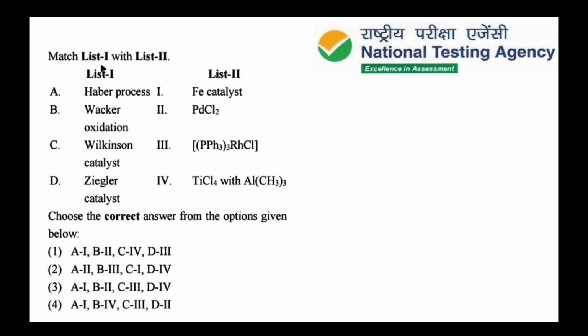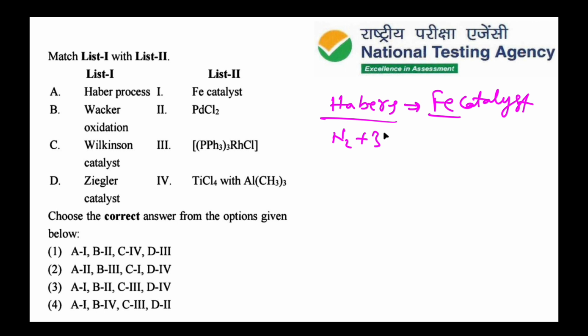Next question is: match list 1 and list 2. List 1 is some processes, list 2 is the catalyst used in those processes. The first one is Haber's process. We know very well that in Haber's process iron is used as catalyst. N2 plus 3H2 gives ammonia in the presence of iron catalyst with molybdenum promoter. That is Haber's process, that's why Haber's process uses iron catalyst.